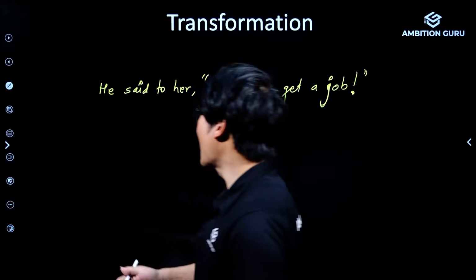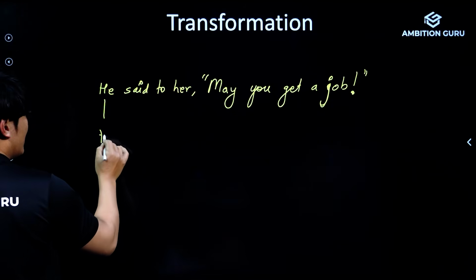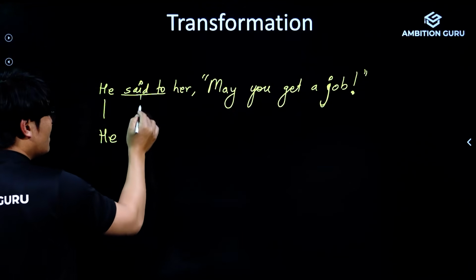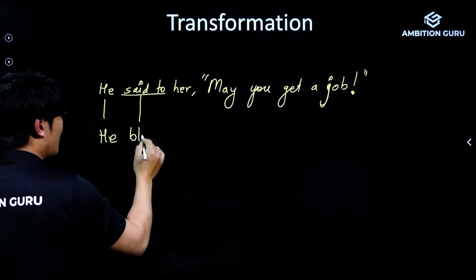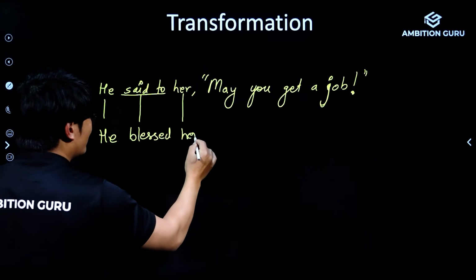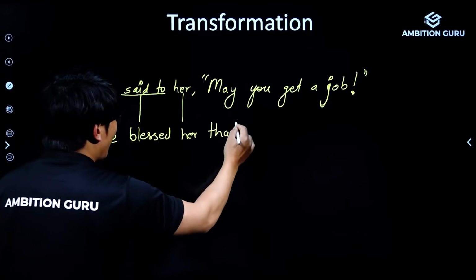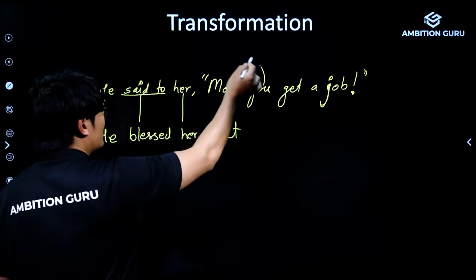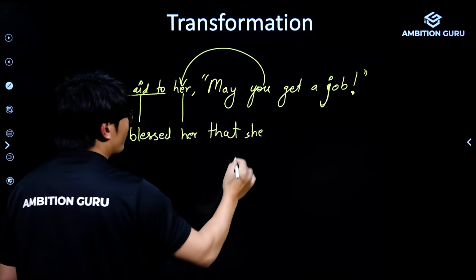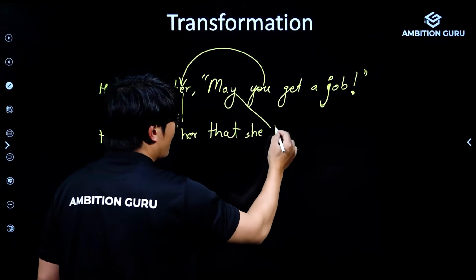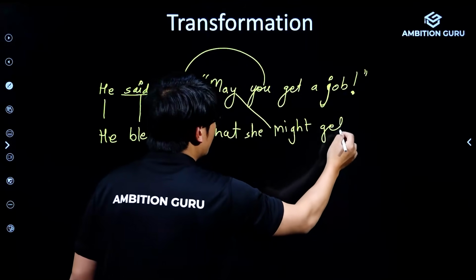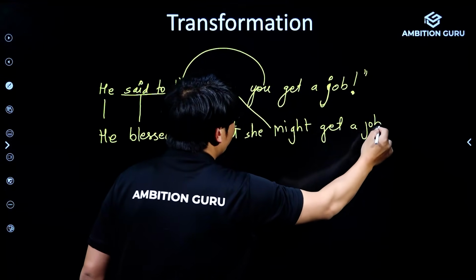Okay, very good. So answer should be, he said to her, may you get a job. This is a blessing or a wish. So we write here blessed. He blessed whom? Her. What is the connective? That. After connective, what should be there? Subject. Subject is what? You. You means what? Her. That's why here should be she. And may should be changed into might. She might get a job. Full stop.